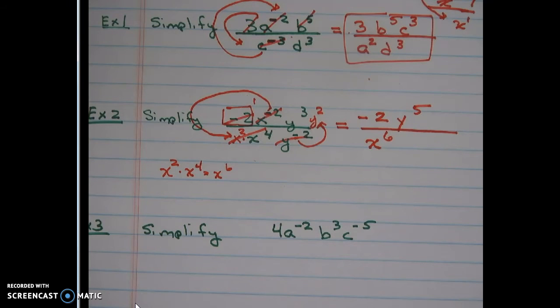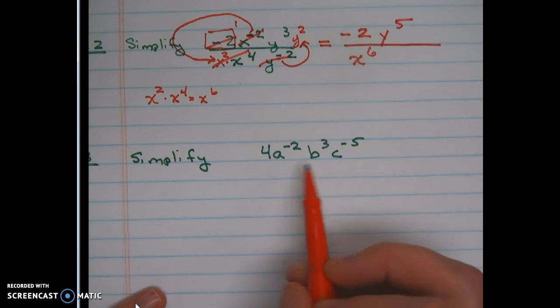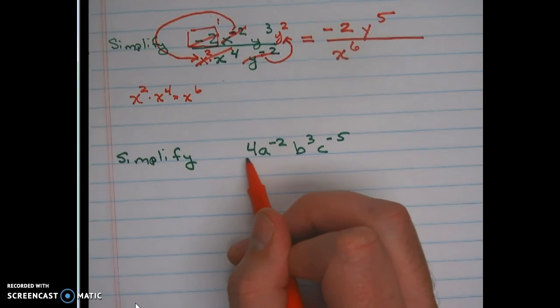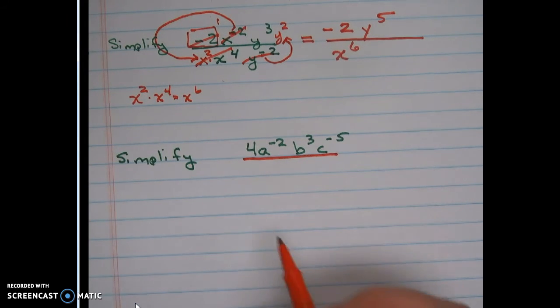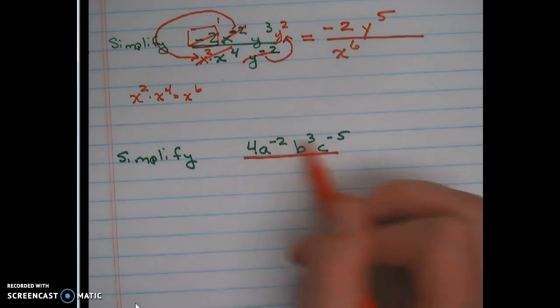And so you could always kind of do things like that. And then again, if you see something like this, sometimes it messes students up because they don't see a fraction. But remember, anything can be written as a fraction if you just want to make it over 1. And so on this one, what needs to move? What has the negative exponents? The a and the c.